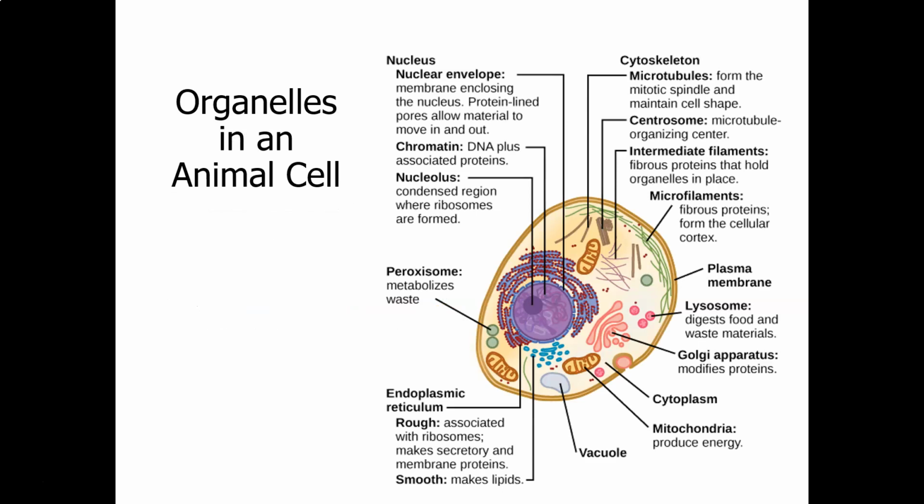So we're going to learn about the various organelles within an animal cell, a eukaryotic animal cell, and a eukaryotic plant cell. So first, the largest organelle is the nucleus. And the nucleus is surrounded by the nuclear envelope or the nuclear membrane, which is a double membrane. And it has pores which allow molecules like RNA to move out of the nucleus.